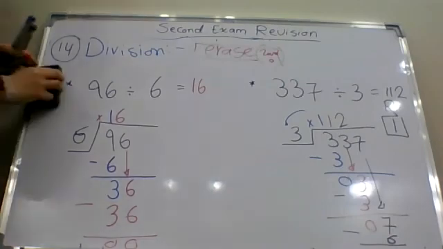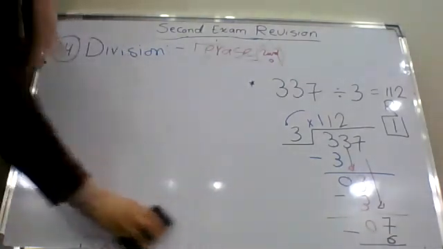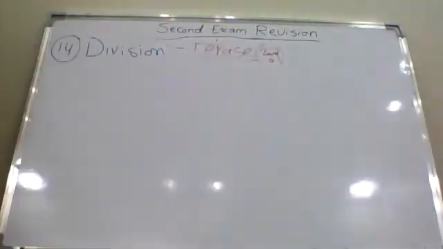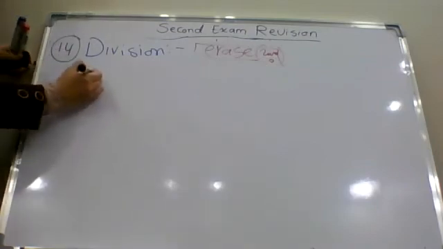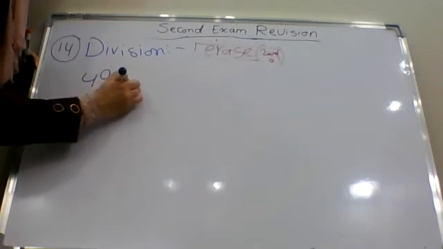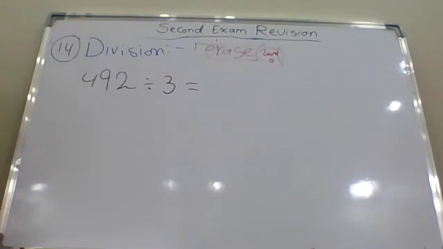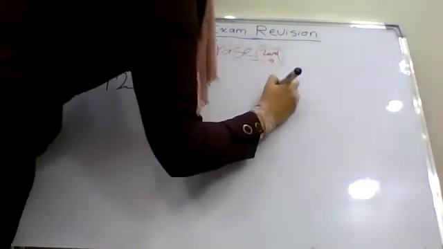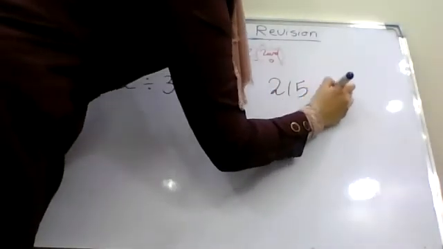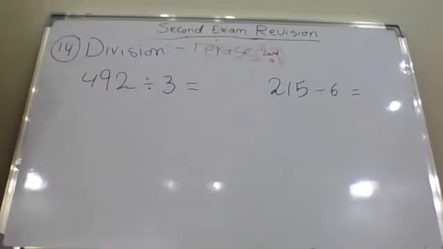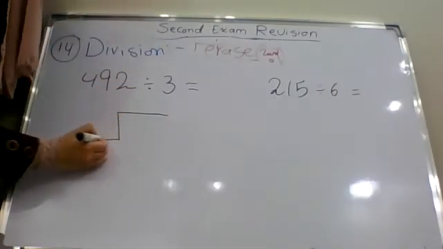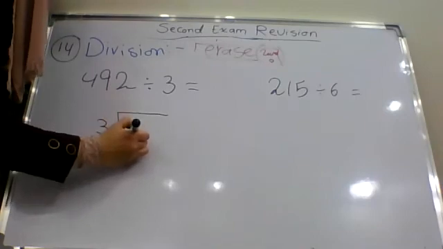The last exercise, which is multiplying or dividing. So these are the steps. Dividing with regrouping. I have 492 divided by 3. Okay. And I have 215 divided by 6. Okay, this is very easy too. So we write a long division. I have 3 over here, the big number down here.